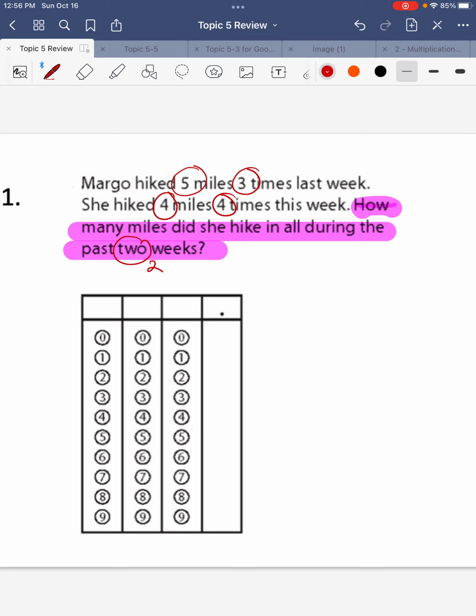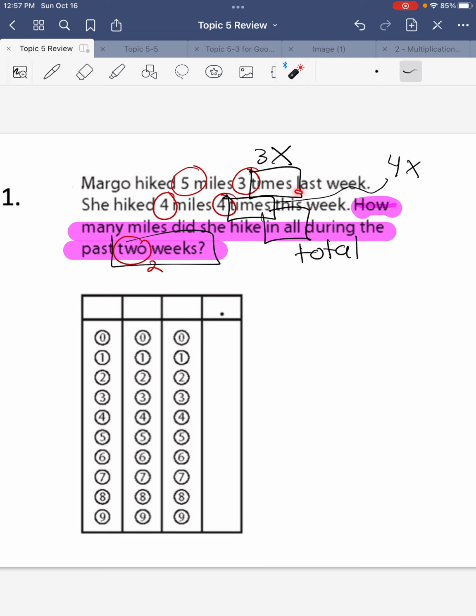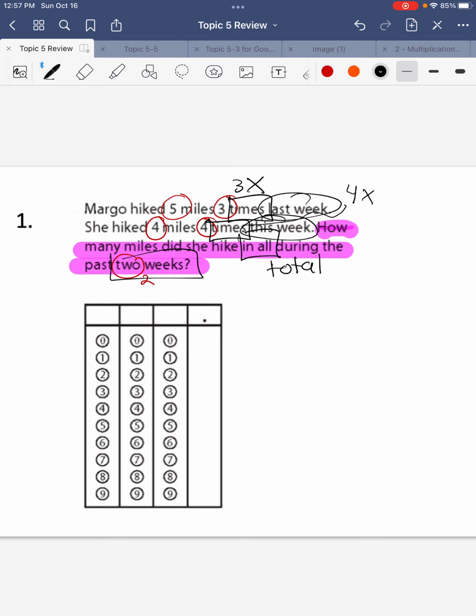So now I'm going to box in my important keywords. So times tells me I'm going to do 3 times. Times again tells me I'm going to do 4 times. And in all means it wants the total. Okay, for the past 2 weeks, which means you have last week and you have this week. That's 2 weeks. Okay, so I'm going to be multiplying in this problem.